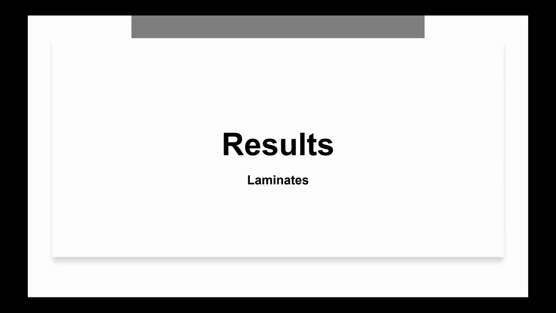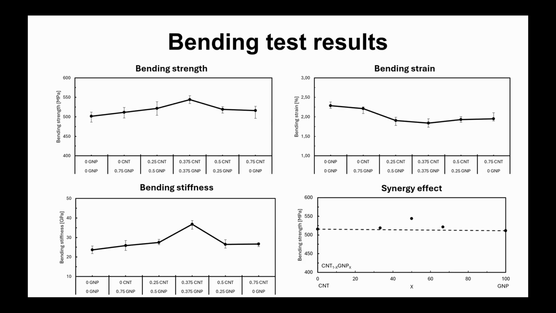So moving to the laminates. Taking into account all the results, we also performed bending tests for the laminates, in this case glass laminates, and you can see that the best results for the single components were 0.75% for both.